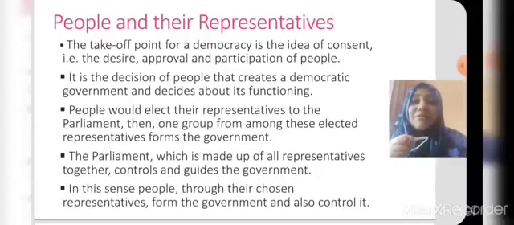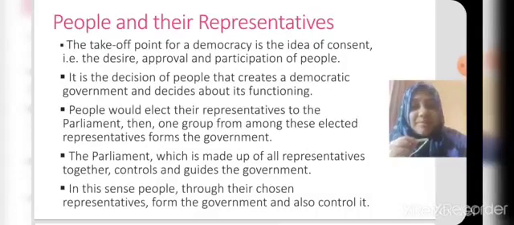One group means there are different parties. So the group that wins the election, the representatives of that particular party, forms the government. The parliament, which is made up of all representatives together, controls and guides the government. What is parliament? Parliament is a house of people where you have all the representatives chosen by the people themselves. They form the parliament, and the party which wins the election forms the government along with all the representatives elected.